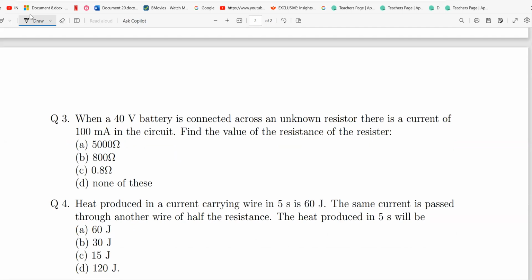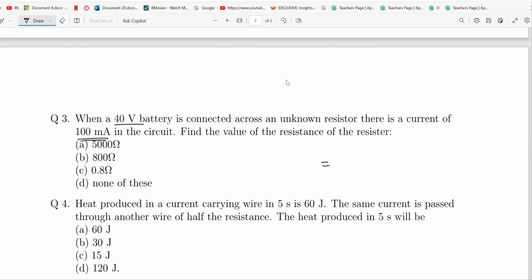If you are talking about question number 3, we have a 40-volt battery connected across an unknown resistor. There is a current of 100 milliampere in the circuit. So we have the potential difference of 40 volt. What is the answer for this question? Sir, I got the answer as 400. None of these, yes. According to you, none of these?